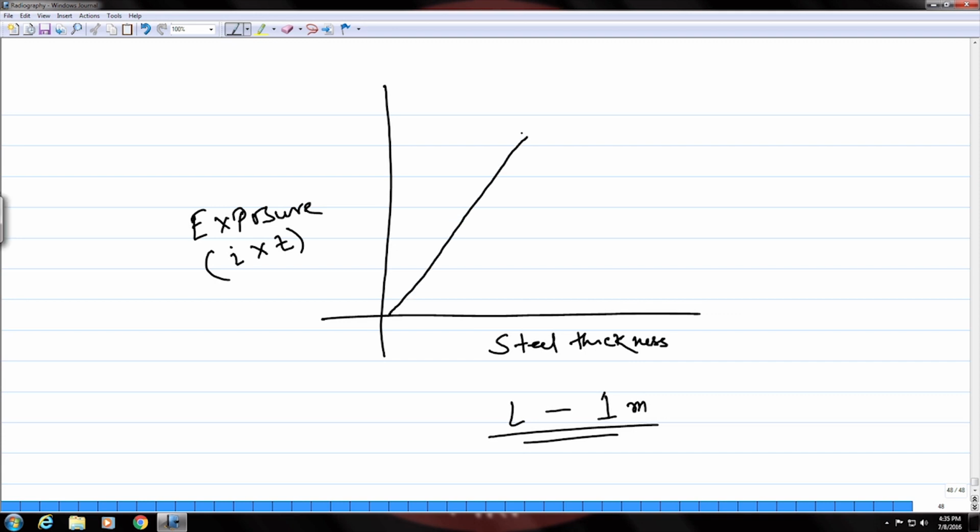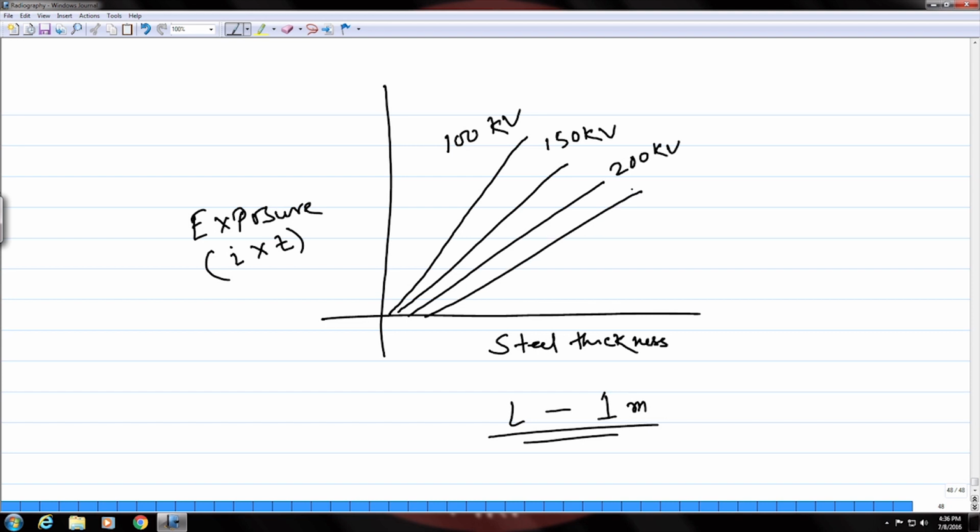For example, if you are using 100 kilovolt like this, so it has to be done at different tube voltages and different sample thicknesses over the entire tube voltage that the instrument offers. Okay.